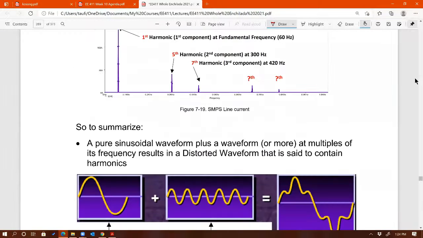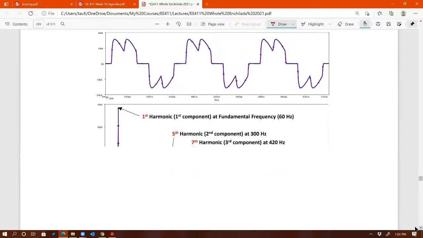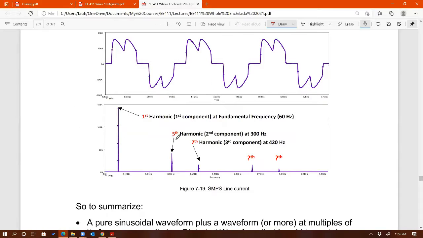You've seen this one before from adjustable speed drives, right? And the content is 6K plus minus 1, right? So you got 1, 5, 7, 11, 13, and so on and so forth.